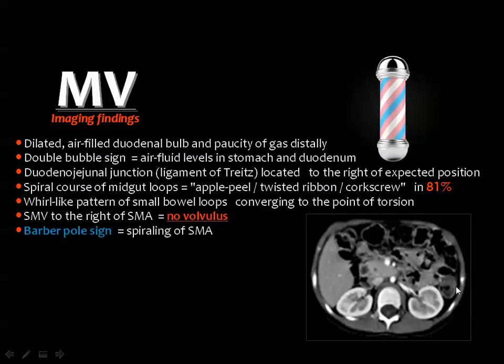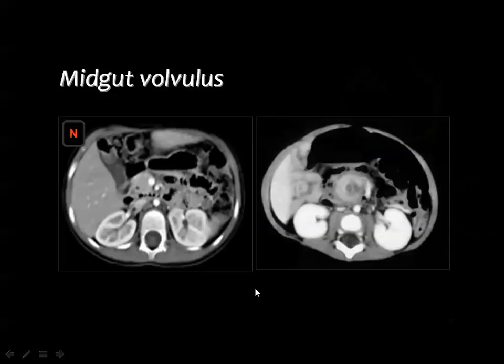In cases of volvulus, the position will be changed, and you get some whorly appearance here, which is characteristic of mesenteric volvulus, and sometimes it is referred to as the Barber Pole sign. This is the Barber Pole sign, and you can see it here.